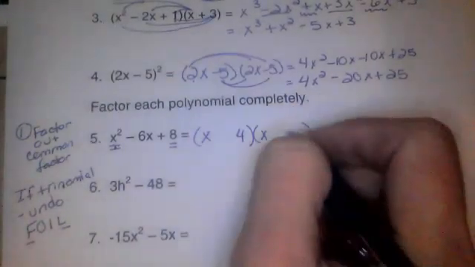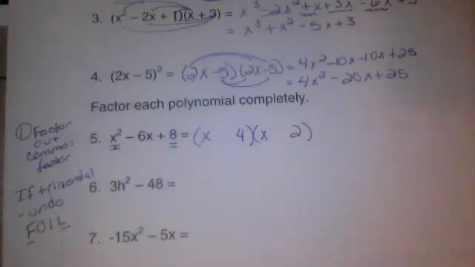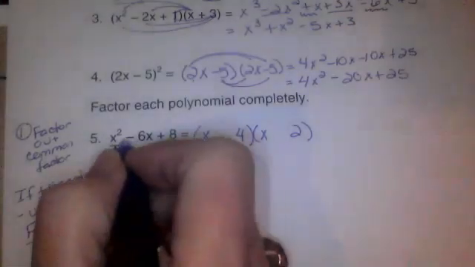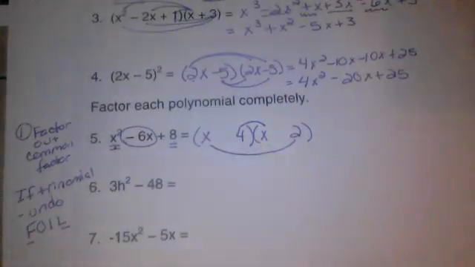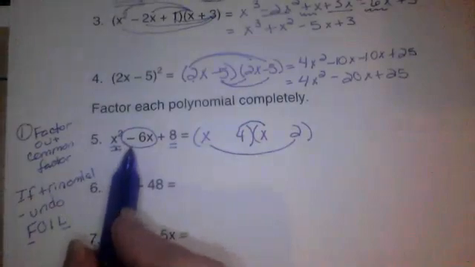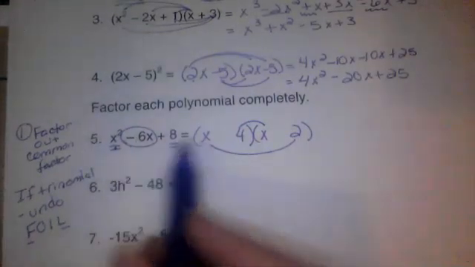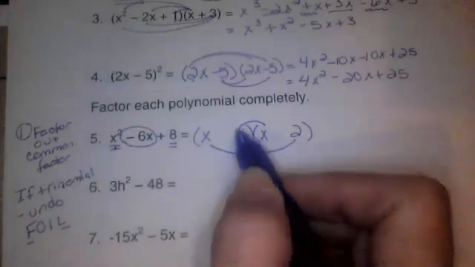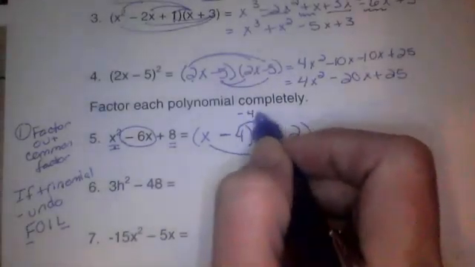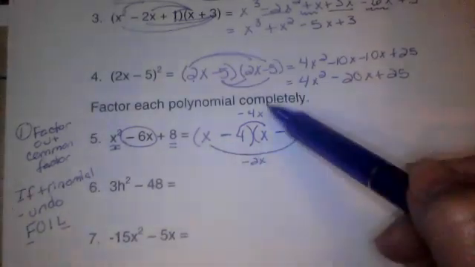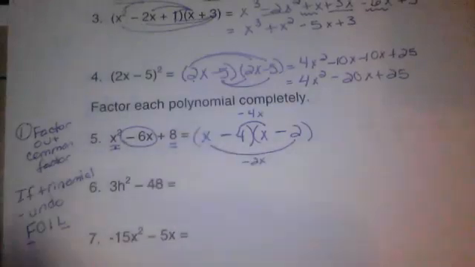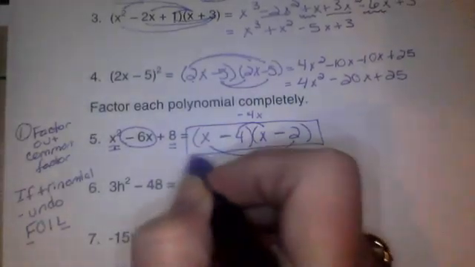4 times 2 gives me 8. So I'm going to put that in my parentheses. Now also 8 times 1 would give me 8, but I'm going to try the 4 and the 2 first. And here's what I want to do next. I know that I want the inner and outer terms to add up to give me negative 6, negative 6x. Well, in order for that to happen, I need negative 4x here, and minus 2, because that gives me a minus 2x on the outside. And negative 4 minus 2 is negative 6. So this is my factored form.